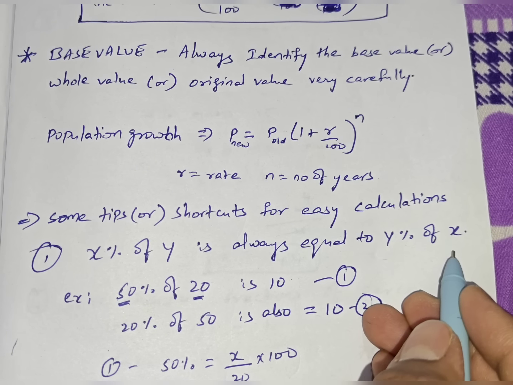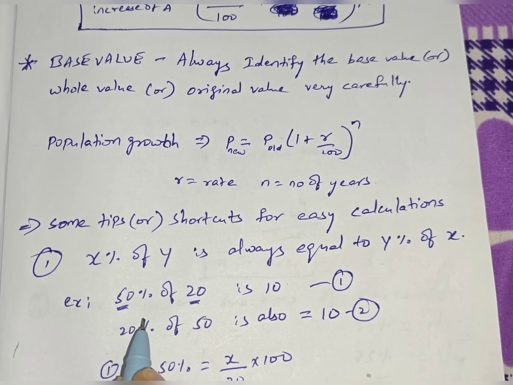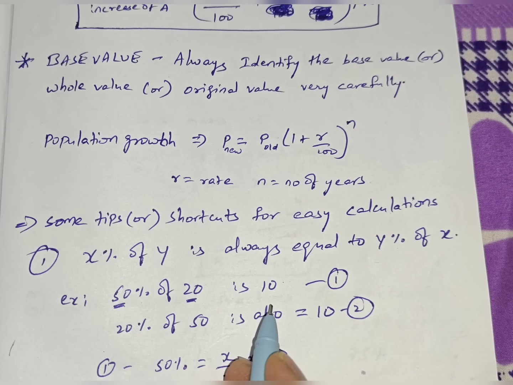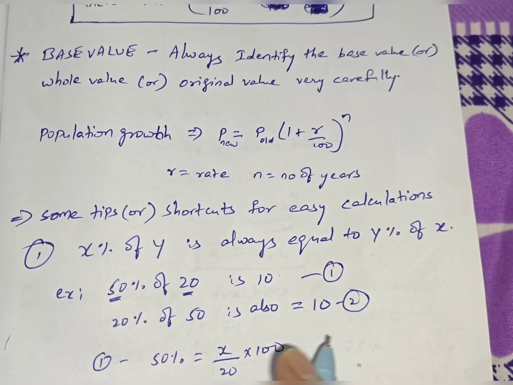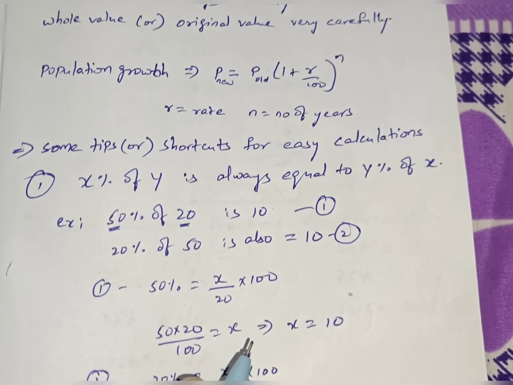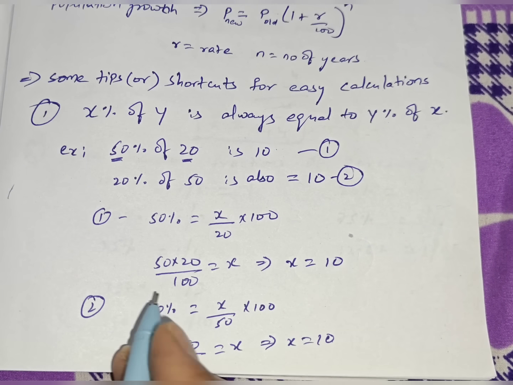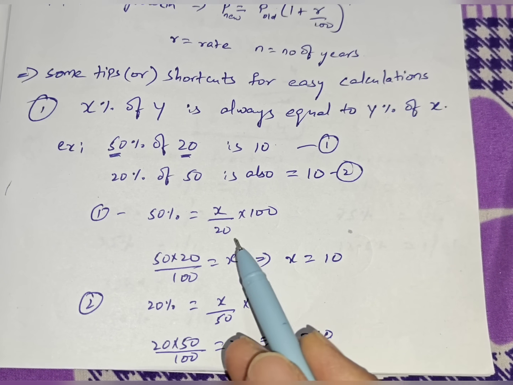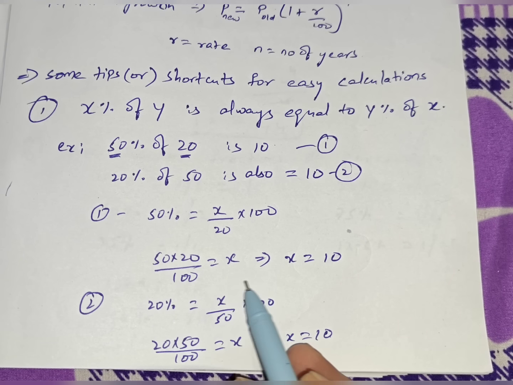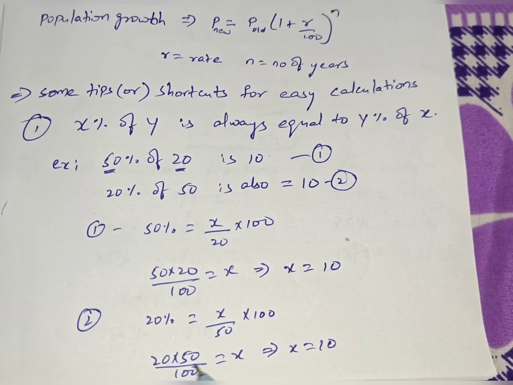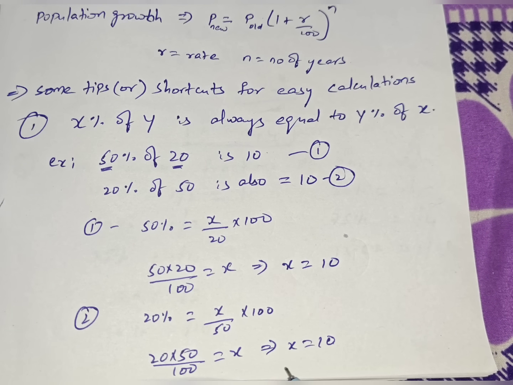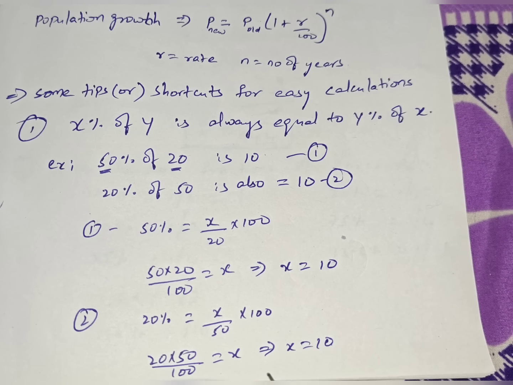For example, 50% of 20 is 10, and in the same way 20% of 50 is also equal to 10. By doing the calculation and re-verification, you can get the same value as 10. Similarly, you can cross verify with any value and you will get the same answer. Like for example, 18 percentage of 50 is equal to 50 percentage of 18, that is 9.